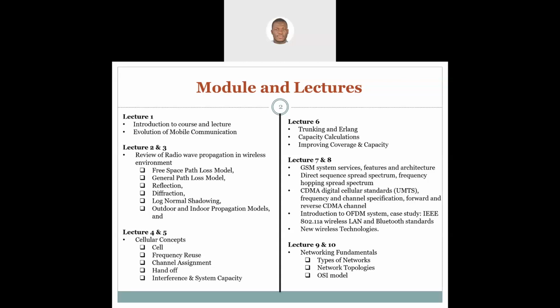Here, I know you guys have studied a bit about transmission mediums and all that. Here, we'll be looking at free space path loss models. We'll look at the general path loss models, two-ray ground model, and also the Okumura and Hata models. We'll be looking at reflection and diffraction, how they affect transmission or propagation of signals. We'll look at shadowing as well, log-normal shadowing, and then some outdoor and indoor propagation models like I mentioned, Okumura, Hata, COST 231. There are several of them that we'll be looking at.